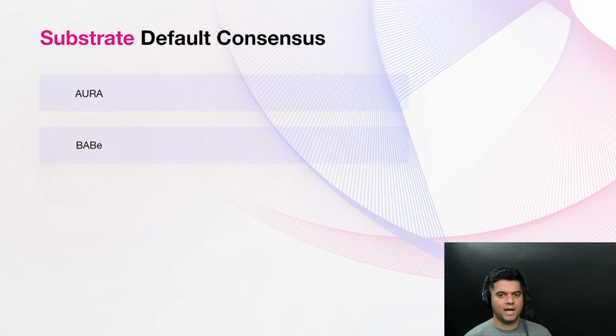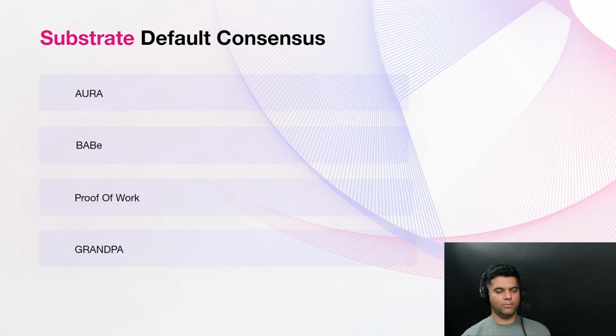BABE stands for Blind Assignment for Blockchain Extension. It's also a slot-based block authoring mechanism, but does it with a known set of validators and is typically used in proof-of-stake blockchains. The difference when compared to Aura is that BABE is based on the evaluation of a verifiable random function. Proof of work is not slot based and does not require a known authority set. In proof of work, anyone can produce a block at any time, so long as they can solve a computationally challenging problem.